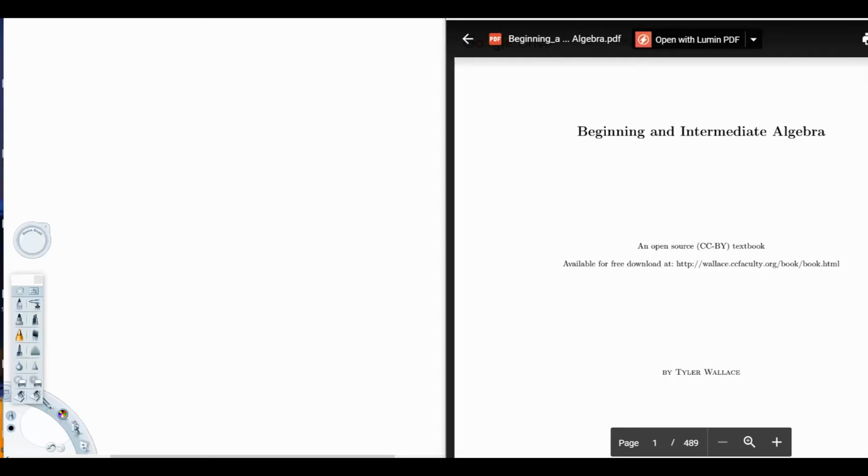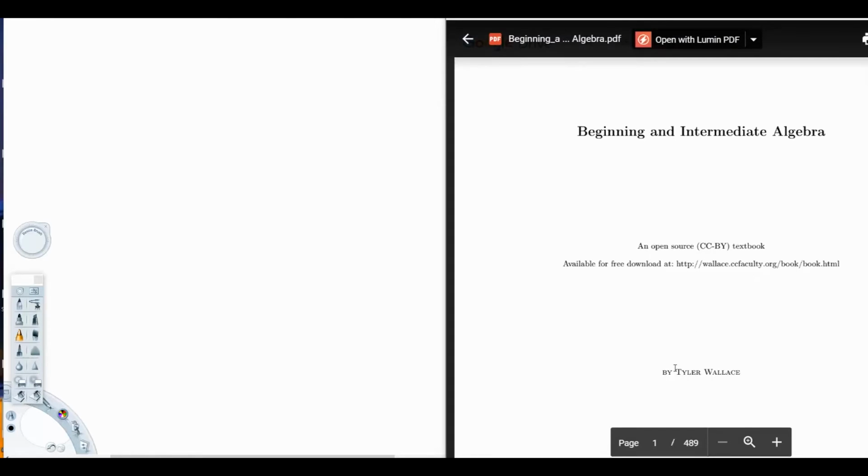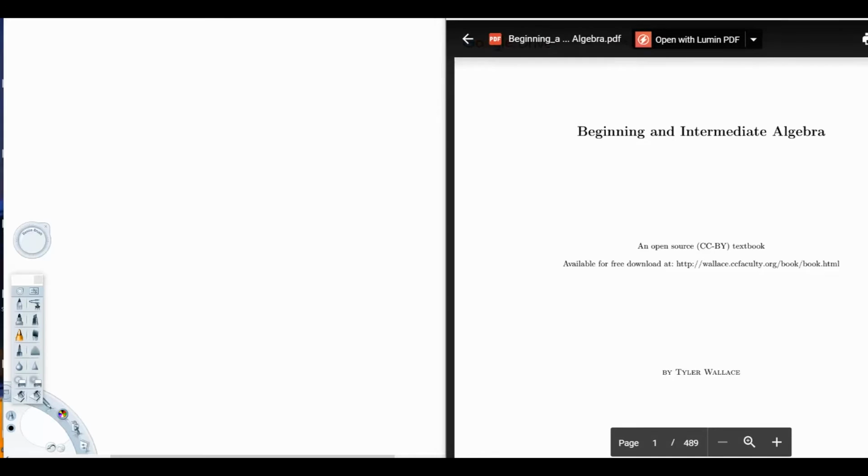All right, so the book that I'm using is Beginning and Intermediate Algebra, an open source textbook available for free at this download by Tyler Wallace. He's pretty awesome to post this online for free. I don't know why everyone doesn't use this book, or why they charge students for books at higher level education for this course. Anyways, it doesn't matter. We're going to expand on it.